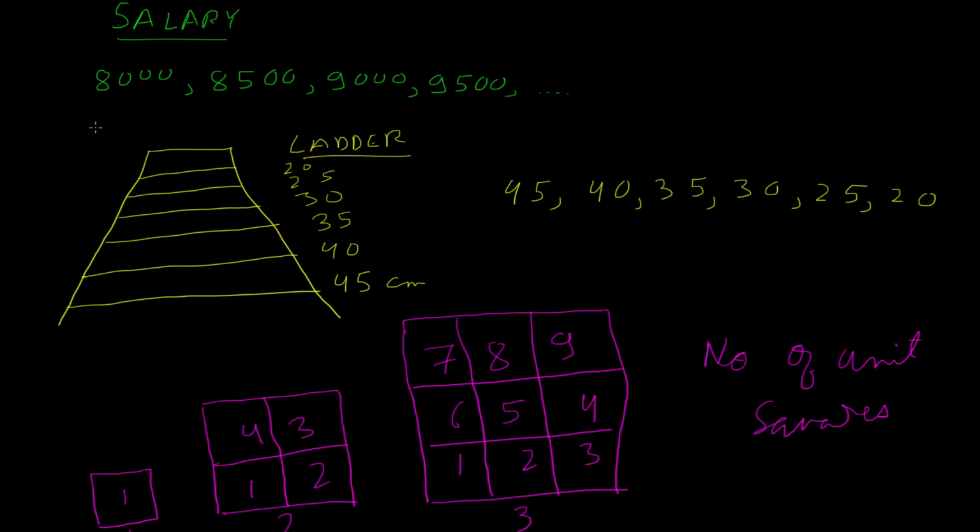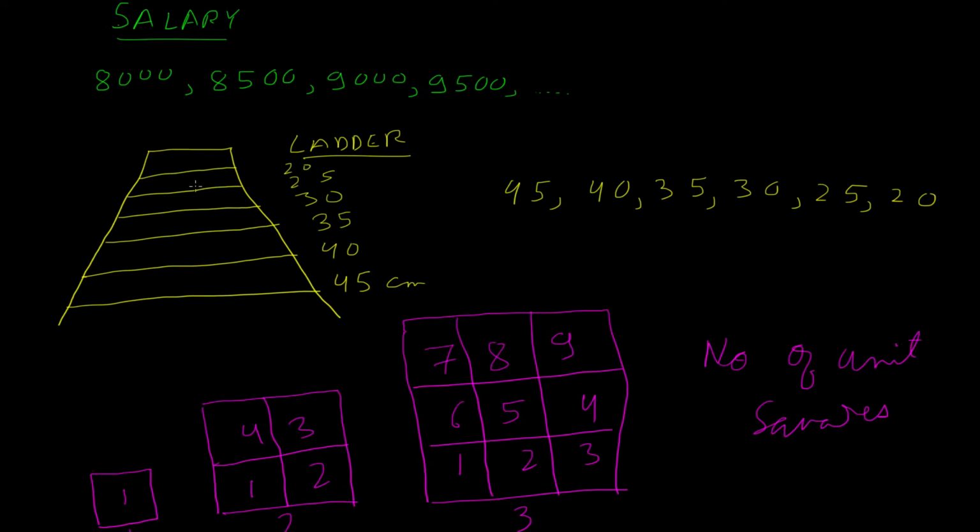So let's say for example you got a job somewhere or your friend got a job somewhere. Let's say the starting salary is 8,000 and the company said that every year you will get an annual increment of 500. So every year your salary will increase by 500 rupees. So for the first year you will have 8,000 salary, for second year 8,500, for third year 9,000, for fourth year 9,500, and so on.